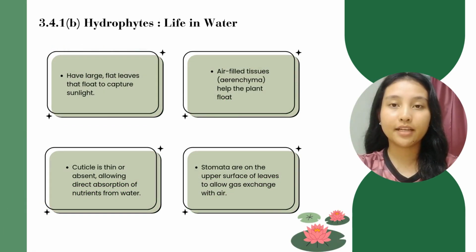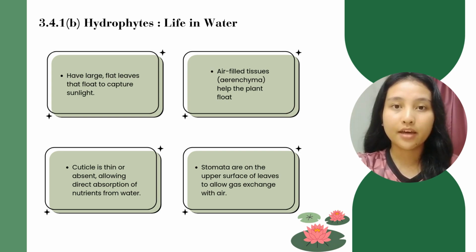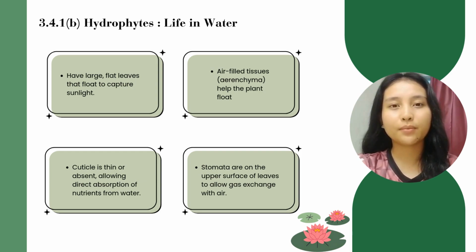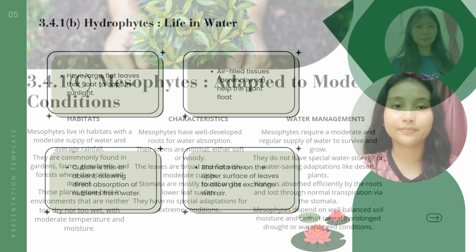Hydrophytes are plants that live in or on water. They have large, flat leaves that float to capture sunlight. Air-filled tissue, called aerenchyma, helps the plant float. Besides, their cuticle is thin or absent, allowing direct absorption of nutrients from water. Why are stomata on the upper surface of the leaf? It is to allow gas exchange with air. An example of a hydrophyte plant is a water lily.